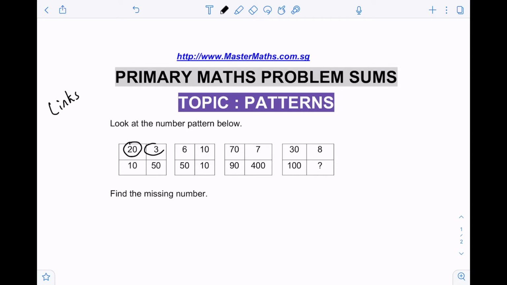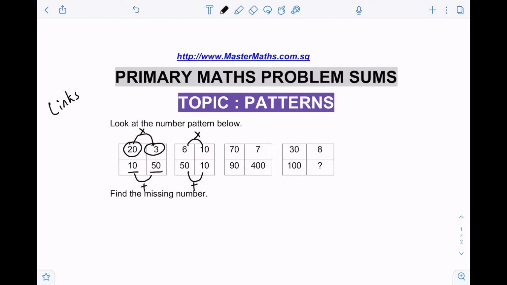20 and 3 is related to 10 and 50. How are they related? When you take 20 times 3, you will get 60. And when you take 10 plus 50, you will also get 60. Likewise, 6 times 10, 60. 50 plus 10, 60 as well. So these are just different ways to get 60. Okay, for the top it's multiplied, for the bottom is an addition.